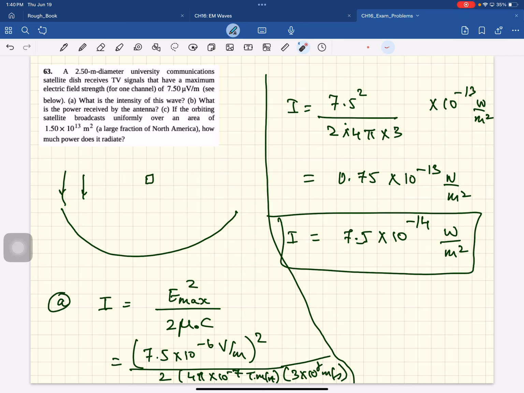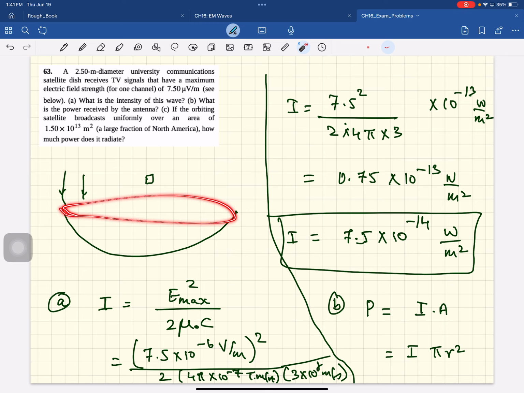What is the power received by the antenna? Power is intensity times the area. Area is pi r squared. Okay. Area is this area of the disk.